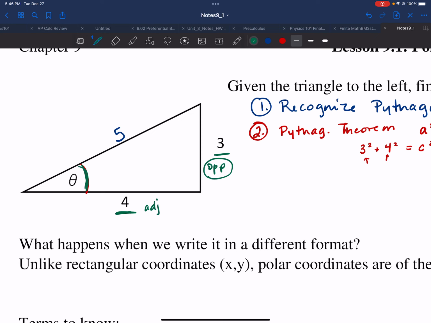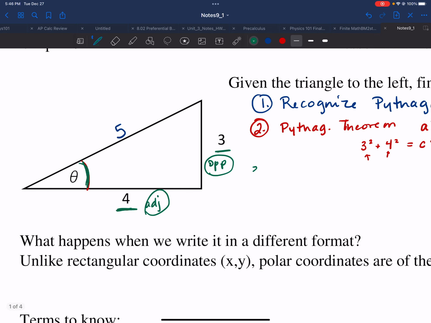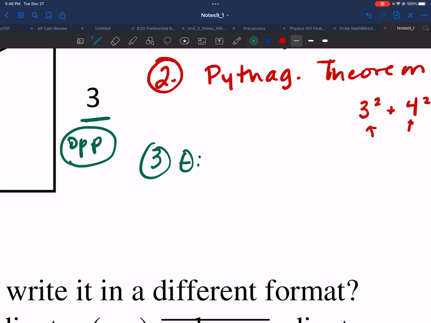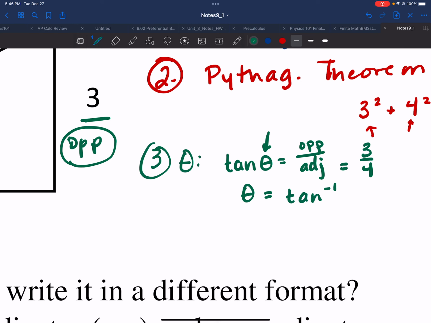So I look at what trig function has opposite and adjacent, and so to find theta, I know that the tangent of theta is going to equal opposite over adjacent, which is going to be 3 over 4. Well, I need to detach this theta from that tangent function. And the way I do that is to do an inverse function. So you should have had that in Algebra 2. So theta is equal to inverse tangent of 3 over 4.